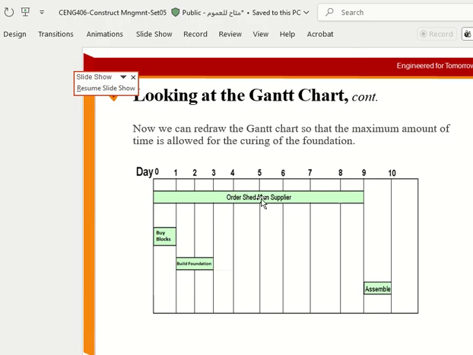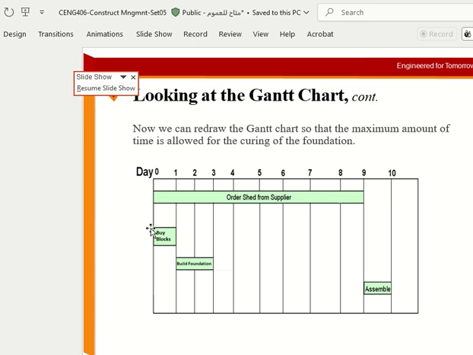But ordering the shed and assembling the shed depend upon each other, so this is one sequence. And the other sequence is you buy the blocks, you make the foundation, then you assemble. These are activities that depend upon each other. So there are two sequences: this plus this, and then this plus this plus this.